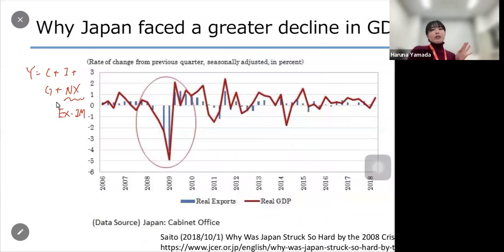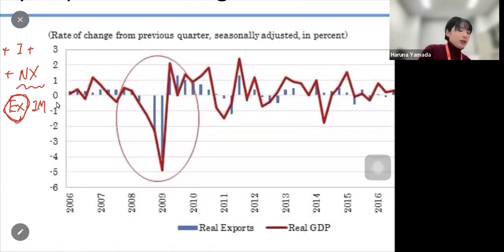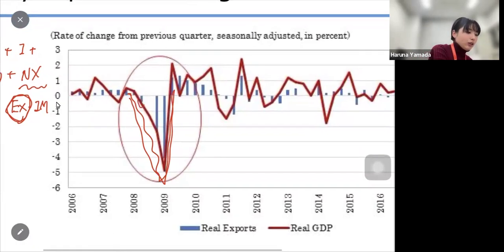And the notable point is that export explains a large part of the decline in real GDP. You can see in the graph that the red one is the decline in real GDP, and the blue one is the decline in real exports. Around the global financial crisis, the decline in real GDP is mostly explained by the decline in real exports, like here.